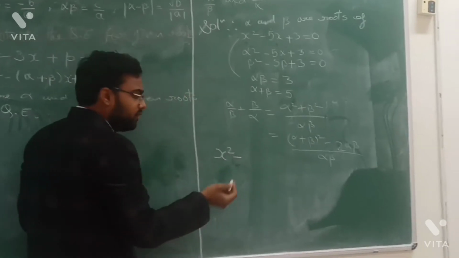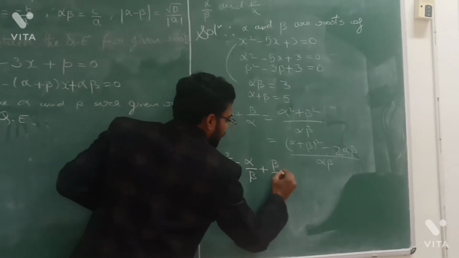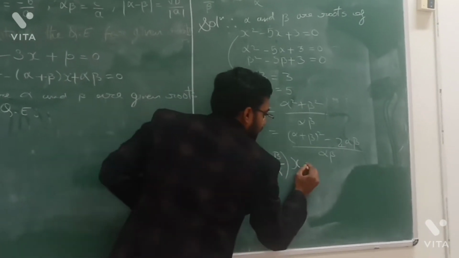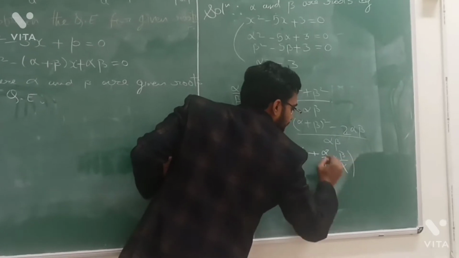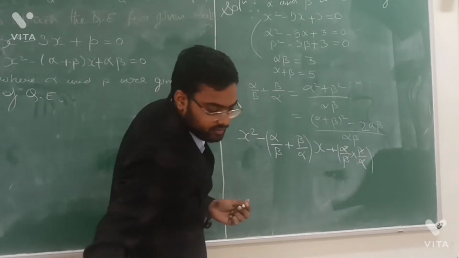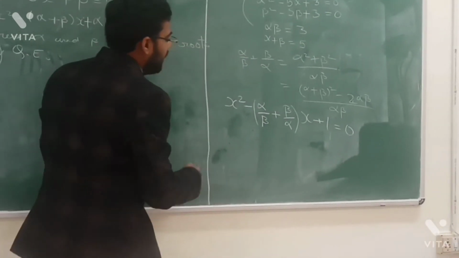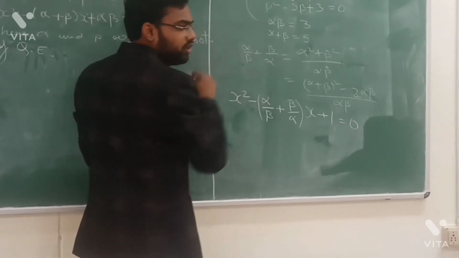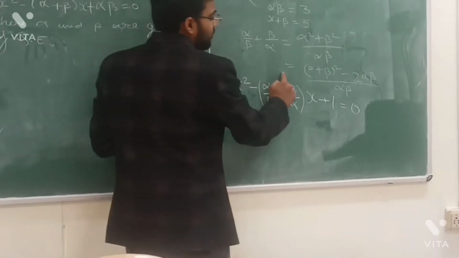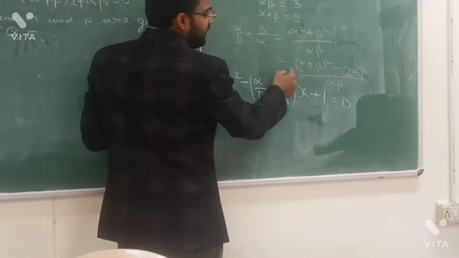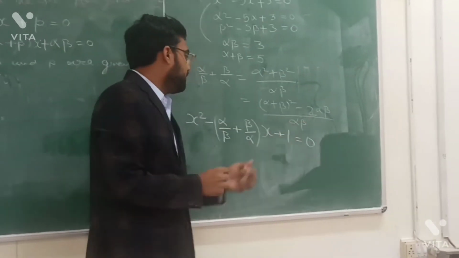x² - (sum of the roots, alpha/beta + beta/alpha) x + (alpha/beta × beta/alpha, which means 1) = 0. And now alpha/beta + beta/alpha is equal to (alpha² + beta²) with LCM alpha × beta. Now alpha² + beta², we can write as (alpha + beta)² - 2 alpha beta, upon alpha × beta.